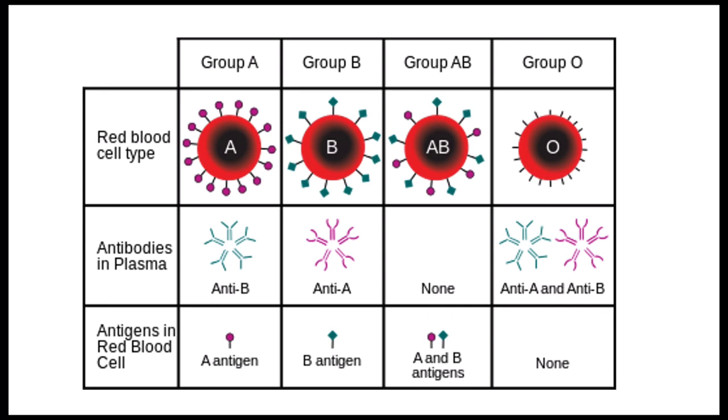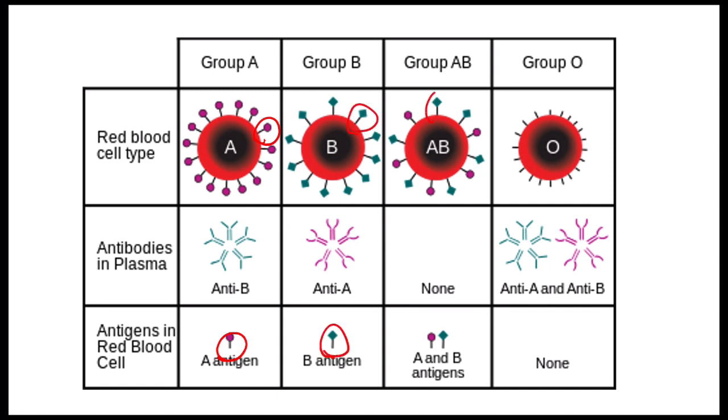So this chart just gives us an overview of the red blood cell type, the antibodies, and the antigens. So let's just talk through this. So our type A, so looking at the first column, blood has A antigens on it. So you can see that symbolized here and here. Type B blood has B antigens.